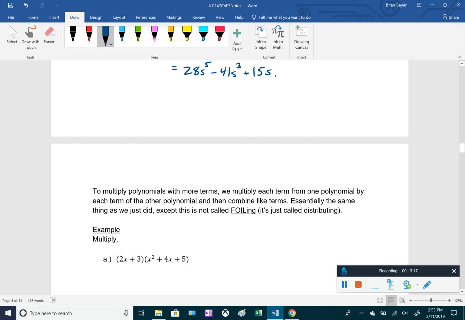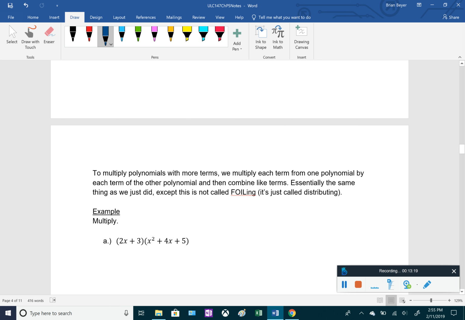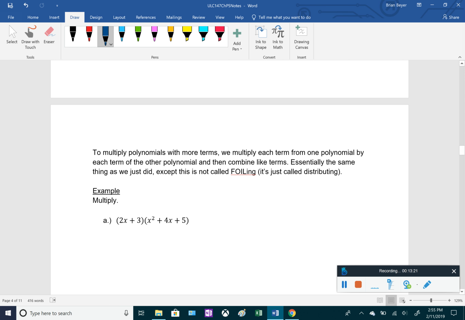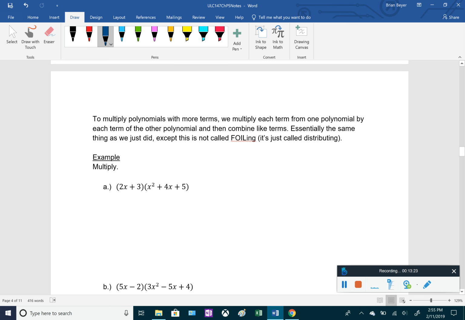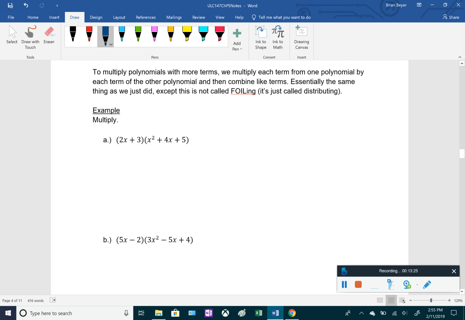Okay, so far we did a monomial into a monomial into a polynomial, and then two binomials. So now we're just going to generalize it and do more. To multiply polynomials with more terms, we just do exactly what we just did. We multiply each term from one polynomial by each term in the other polynomial, and then combine like terms. Like I said, the same thing we just did, except this is technically not called foiling. It's just called distributing.